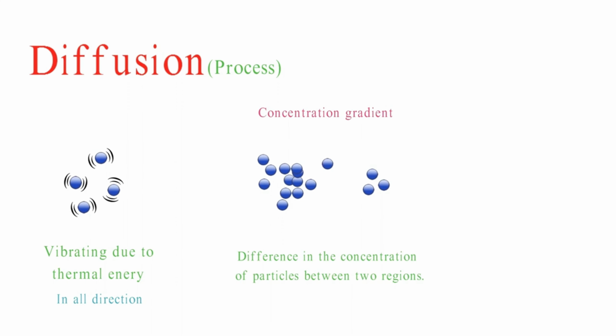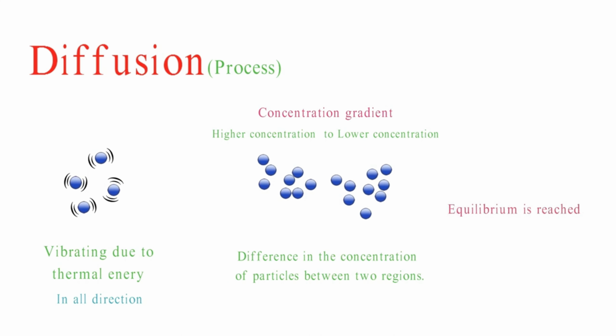Particles will naturally move from areas of higher concentration to areas of lower concentration, resulting in the spreading out or mixing of the particles. Eventually, as particles continue to move, they will become evenly distributed, and the concentration gradient will disappear. At this point, equilibrium is reached, and there is no net movement of particles.